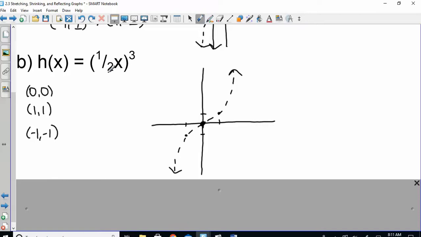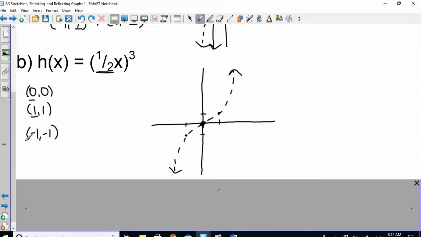So when we look at this, I'm multiplying my x by 1/2. Inside changes x, but I've told you it does the opposite of what it says. So I'm saying this says multiply x by 1/2, so what would be the opposite of that? Multiply x by 2. All right?